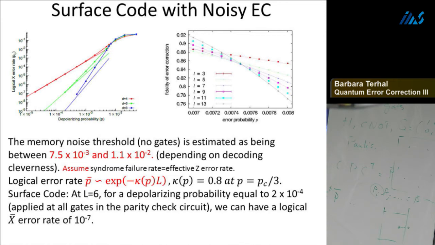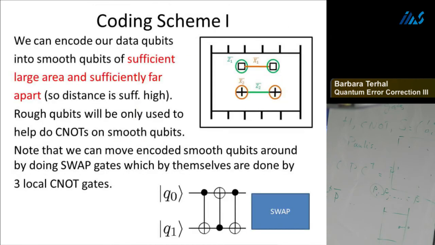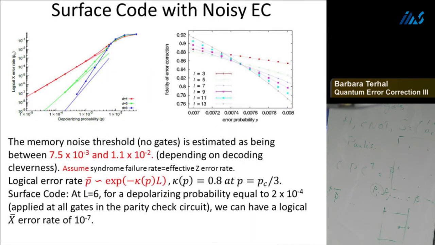This is something by Fowler, where he looked specifically at the surface code with a depolarizing channel. This is D is 6, and you take it to be over here, and you get 10 to the minus 7. So this is some idea of how much overhead you expect, how big the surface code needs to be in order to get some improvement. So L of 6 is of course sizable. It's 36 qubits.